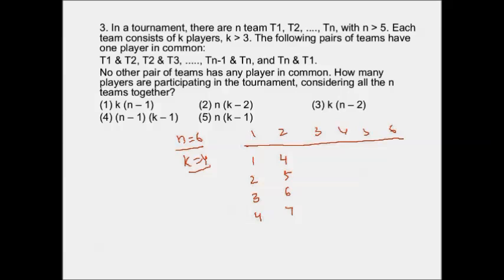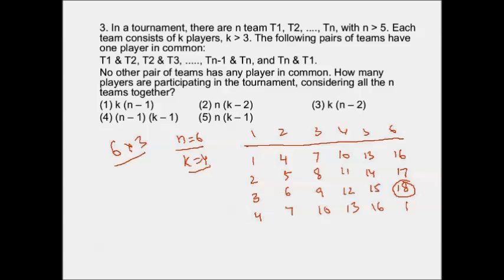T2 and T3 must have one player in common, let's say that is 7. So the next 3 players are 8, 9 and 10. Similarly now 10 is common, so the next 3 are 11, 12 and 13. Similarly 13 is common, so the next 3 are 14, 15 and 16. And next is 16 and 17, 18 and 1, because Tn and T1 should also have a player in common. So I'm taking that player as well. So the total number of players here is 18, which is nothing but 6 into 3. And that 6 into 3 is n, which is 6, into 3, which is k minus 1. So my answer would be n into k minus 1, that is option 5.